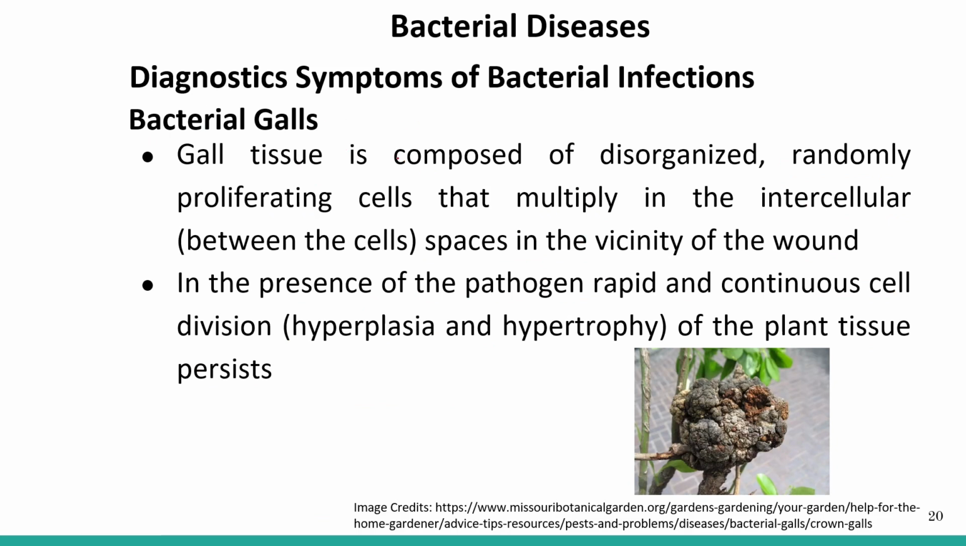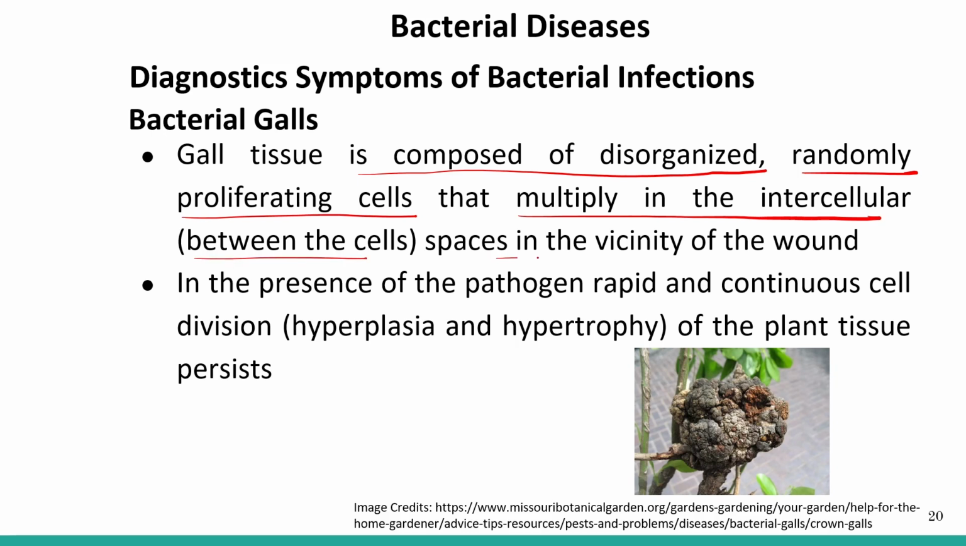Bacterial galls. Gall tissue is composed of disorganized, randomly proliferating cells that multiply in the intercellular spaces in the vicinity of the wound. So in the presence of the pathogen, there is rapid and continuous cell division, hyperplasia and hypertrophy, that is, abnormal structure growth away from the normal structure. These are the two things, hyperplasia and hypertrophy.